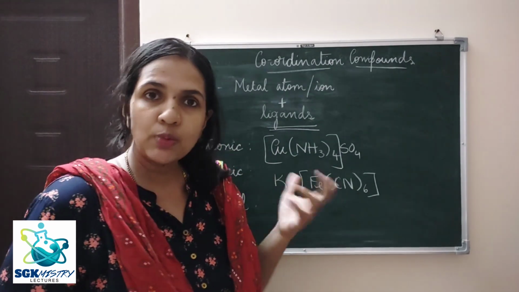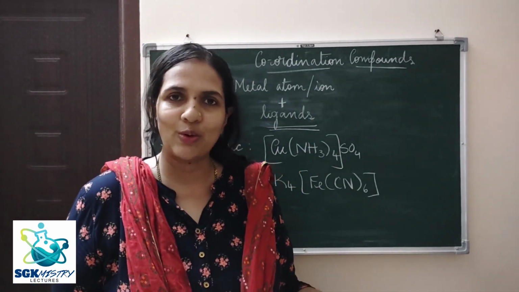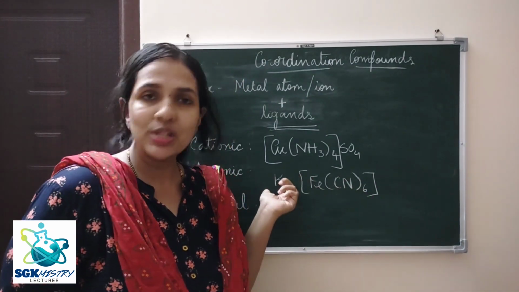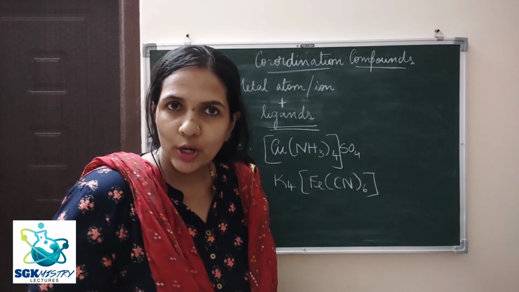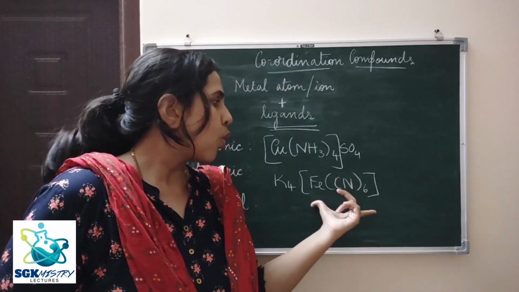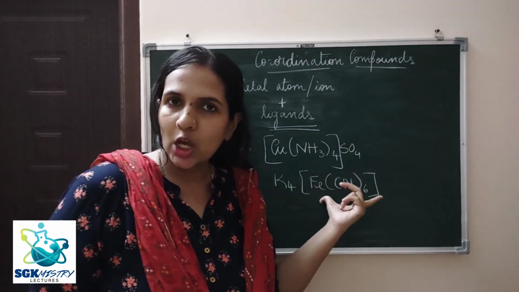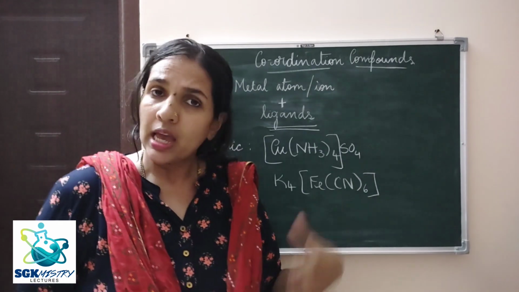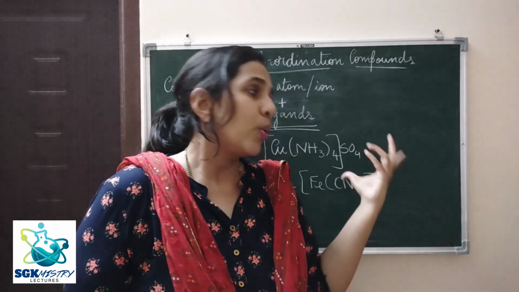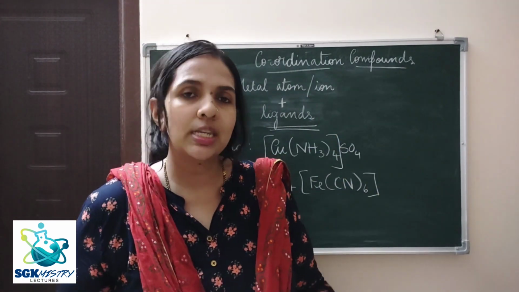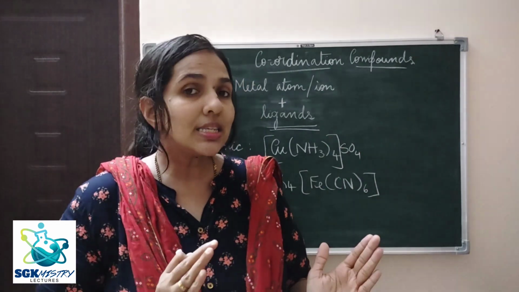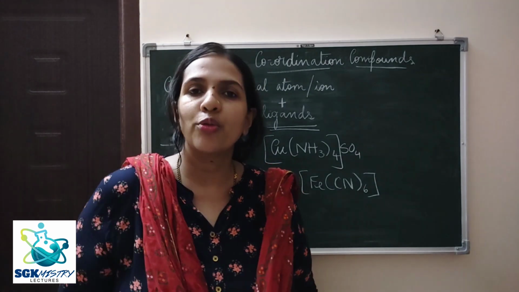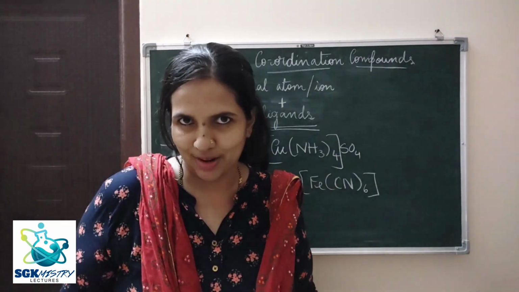We know that potassium carries a positive charge, and outside the bracket, outside the complex ion, it is positively charged. Overall we know that the compound is neutral, so the charge on this complex ion will be negative. Calculating how it is negative, calculating the oxidation state, all these things we'll be learning a bit later. But for now, let us try to understand the classification of these coordination compounds in general.